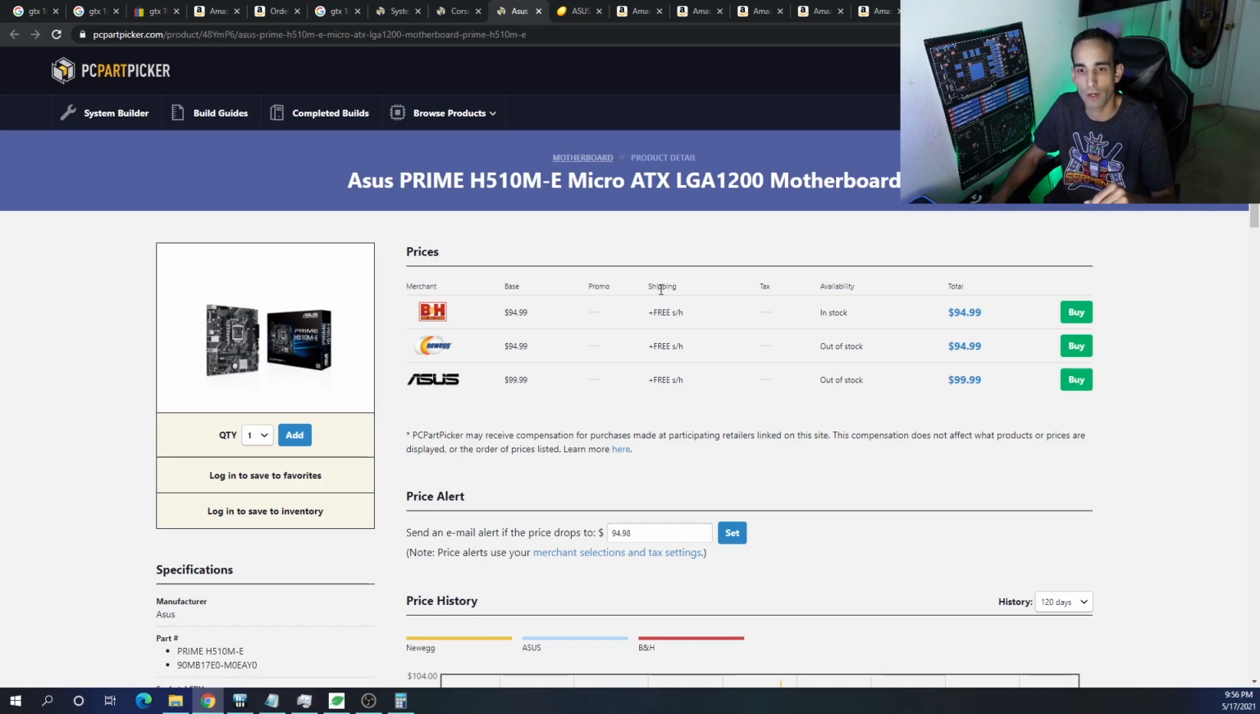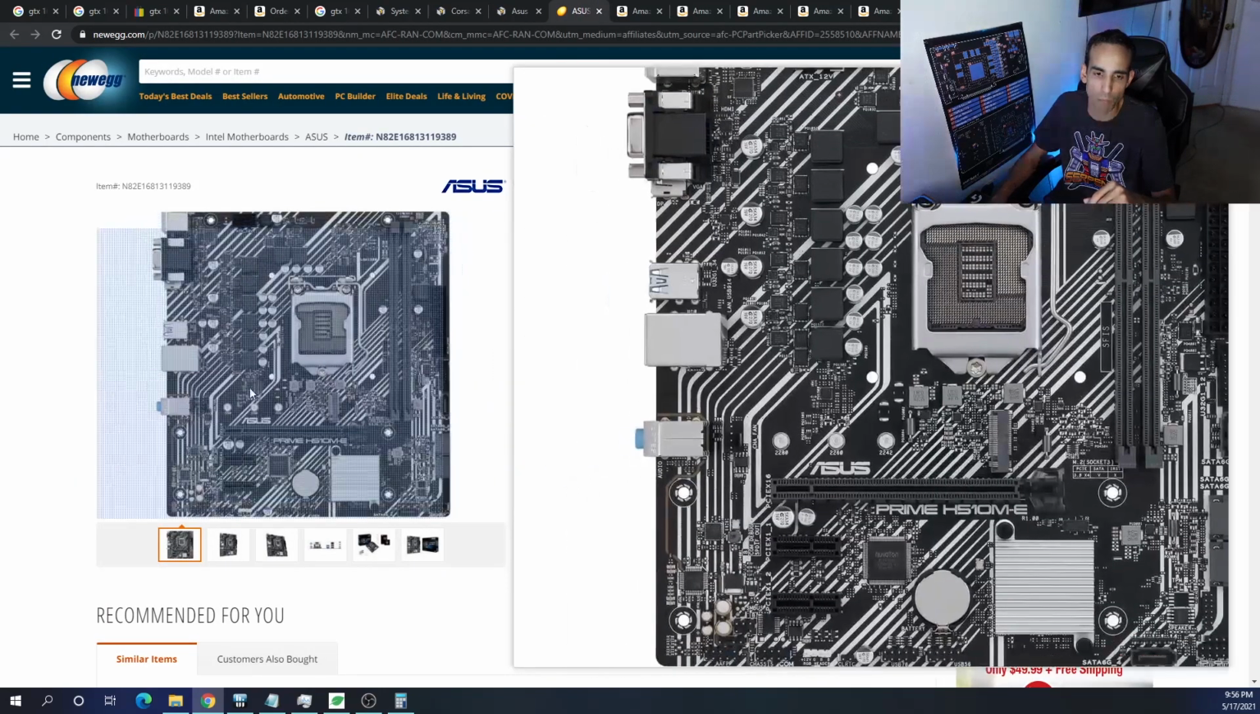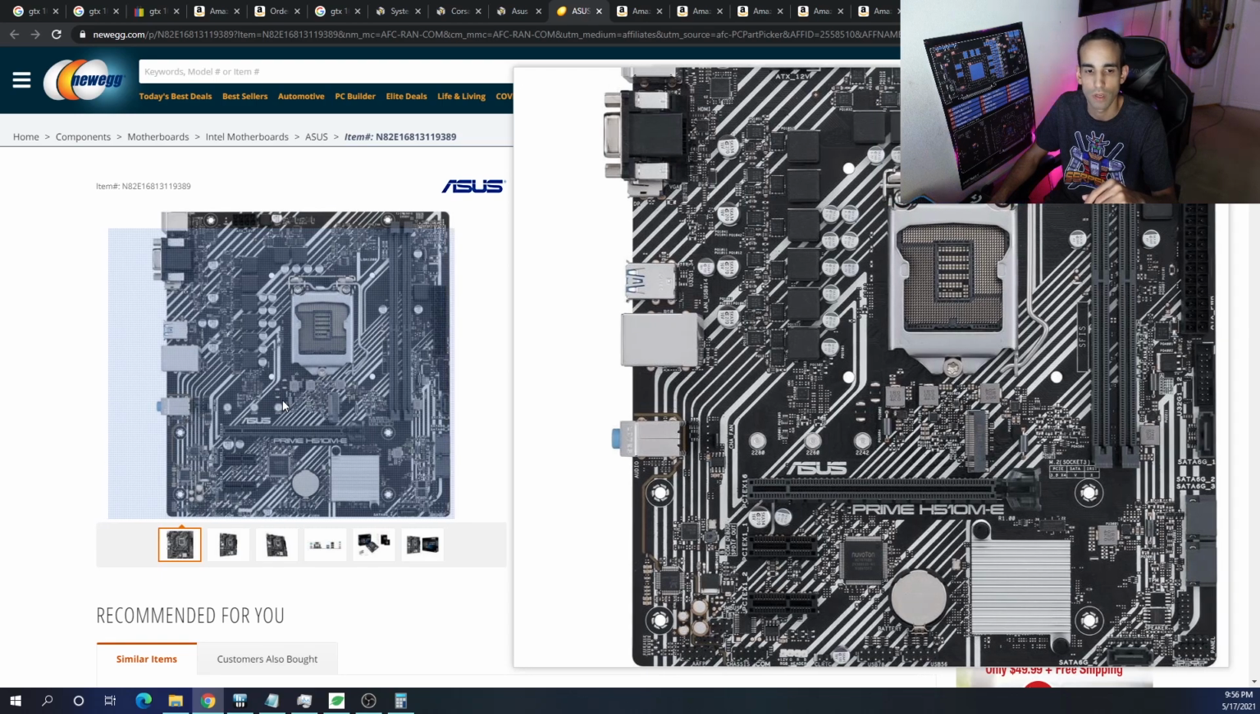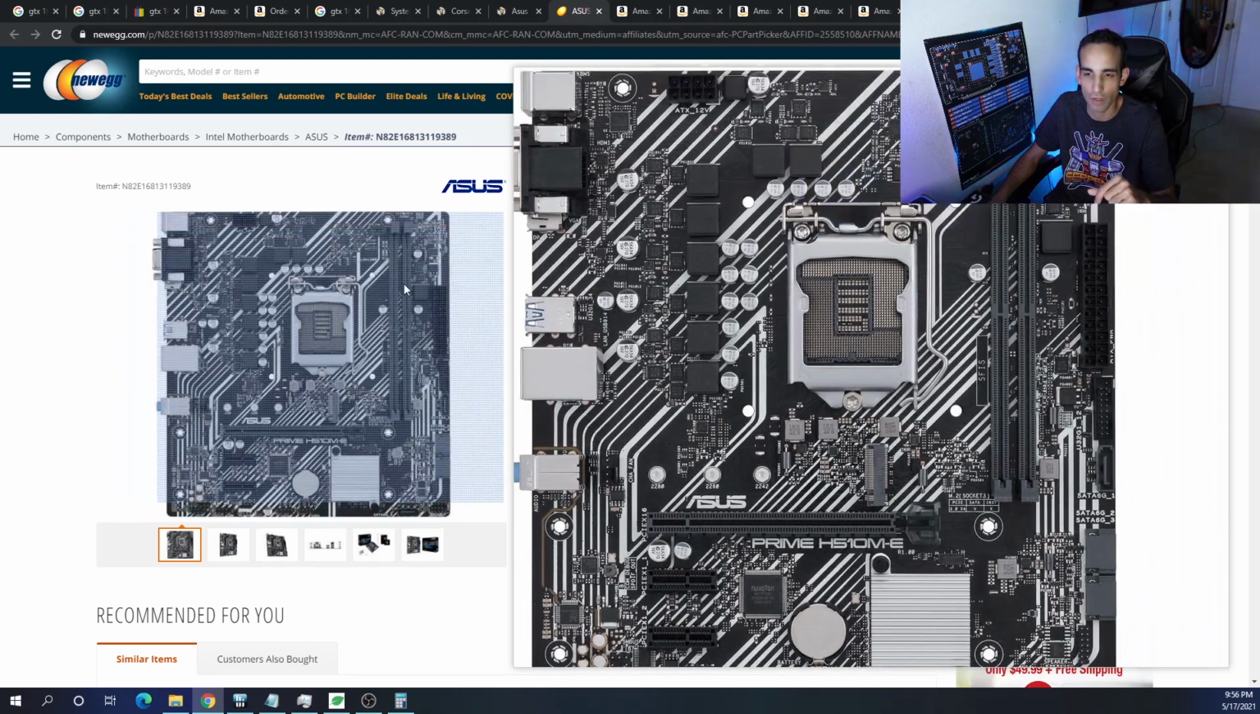The motherboard we're going to be utilizing is the Asus Prime H510M-E, which is a micro ATX board. The reason I picked this board is because, again, it's compatible with the 10100 CPU from Intel. But it also has a x16 slot and then 2 x1 slots. And those 2 x1 slots are going to come in handy. It has everything else we need.